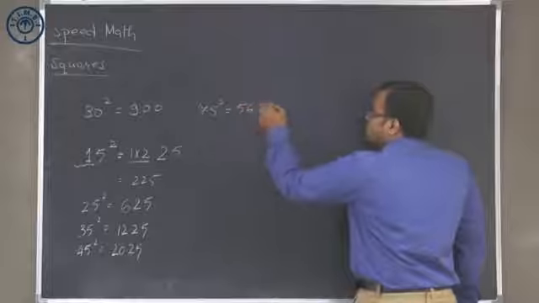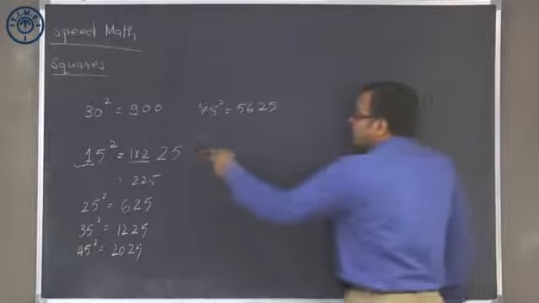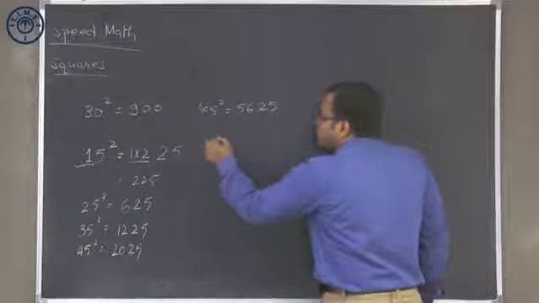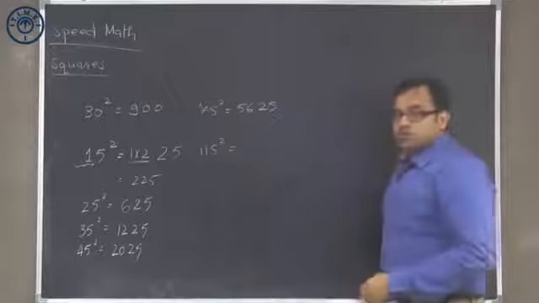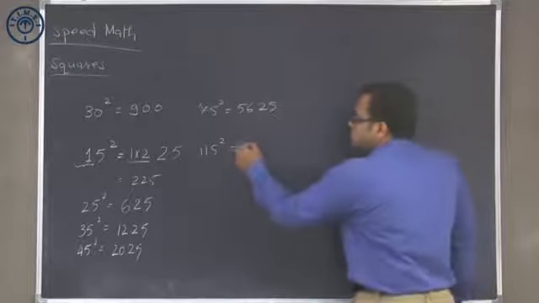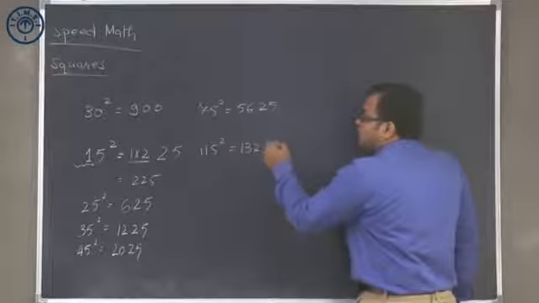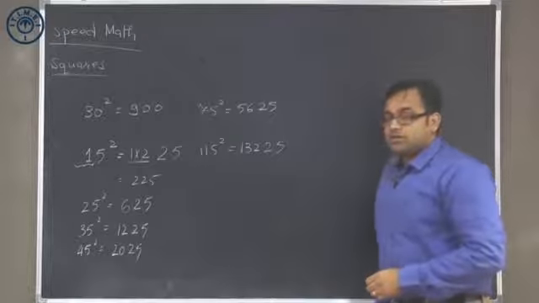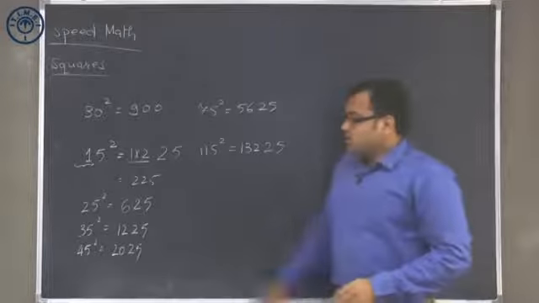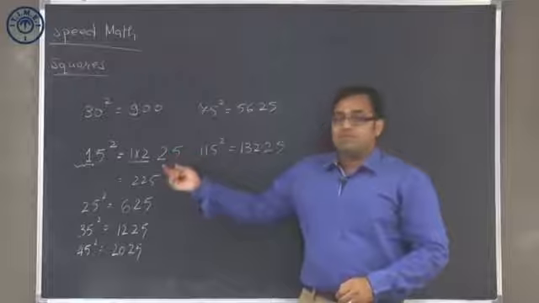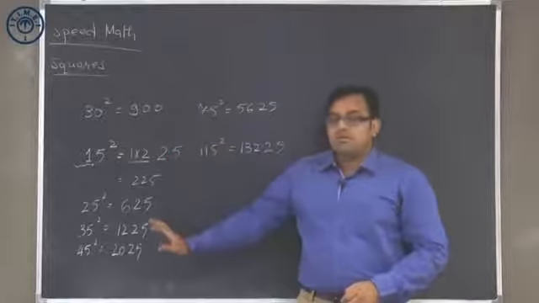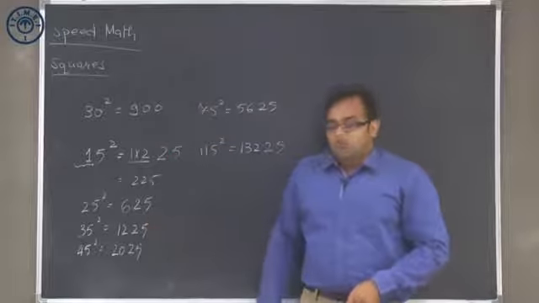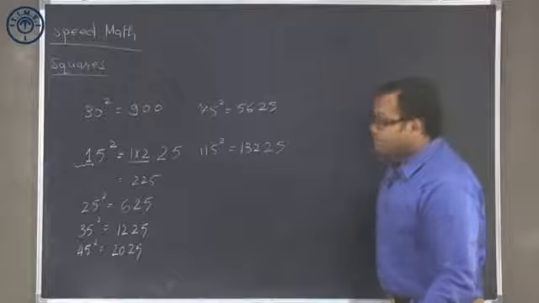5 square is 25. Let's say we have to calculate 115 square. 11 into 12 is 132, so this is equal to 132. 5 square is 25, so this is equal to 13225, and so on and so forth. So for a number which is ending in a 5, this method can be comfortably used. With this we are done for numbers ending in a 5.